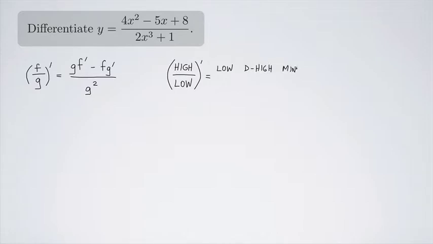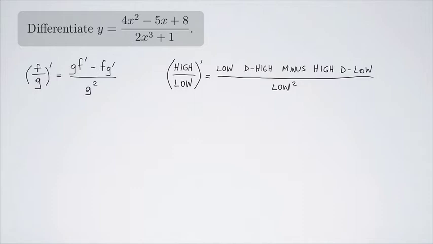minus high d low all over low squared. Because the order matters on top. Since we're subtracting g f prime minus f g prime, you can't switch the order of these two things. You'll get a difference of a sign if you do.